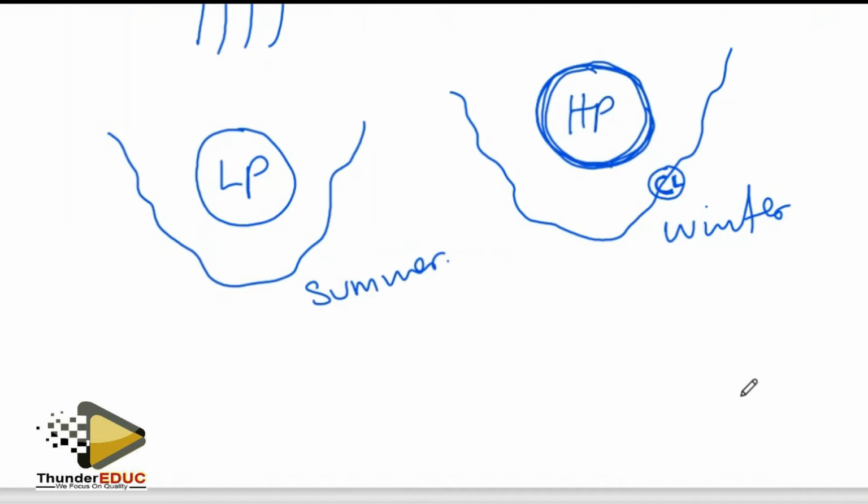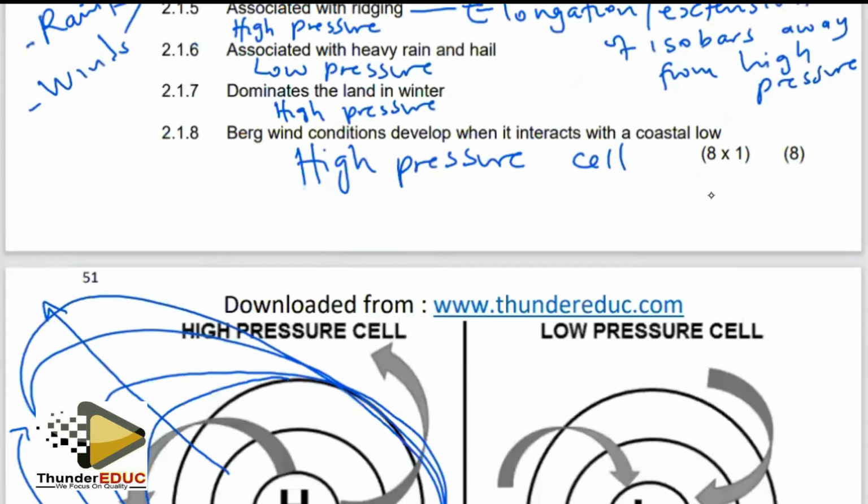If we have a high pressure cell, there will be a pressure gradient, indicating winds are moving from high pressure to low pressure, and these winds are referred to as the big winds. They develop between the interaction of a high pressure cell over the land and the coastal low over the coast. All right, so that is for question 2.1.